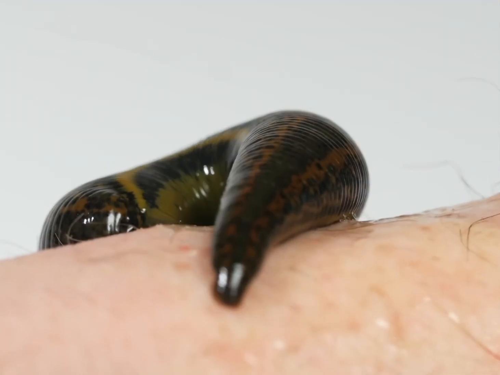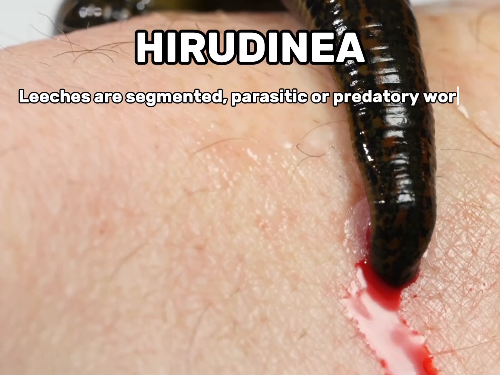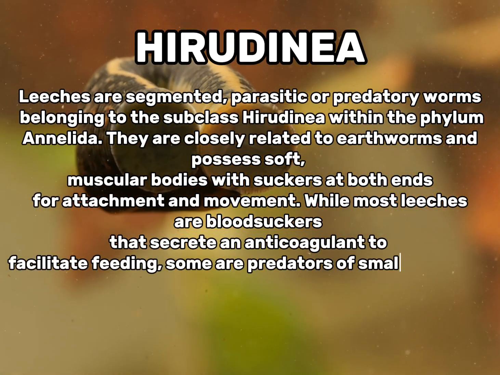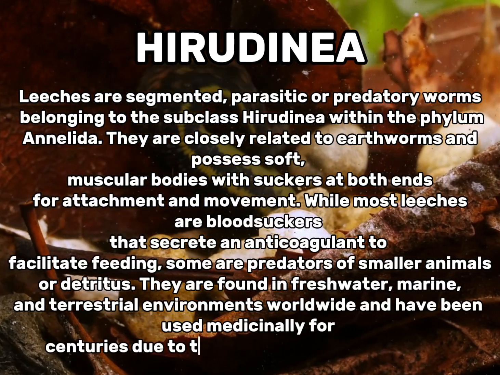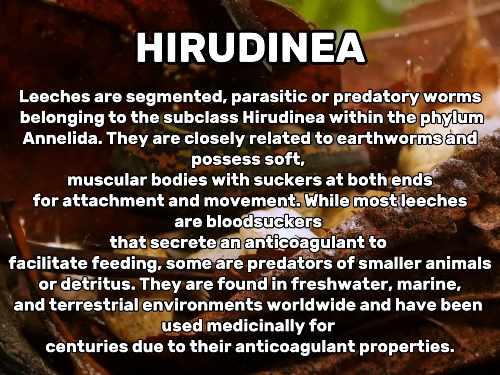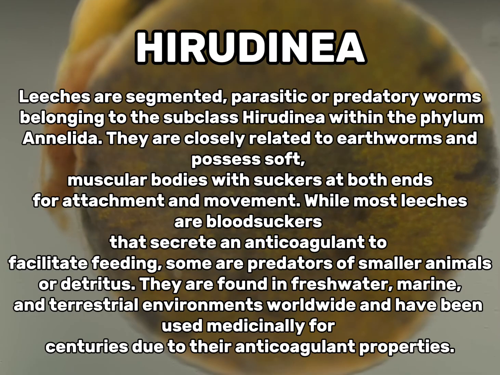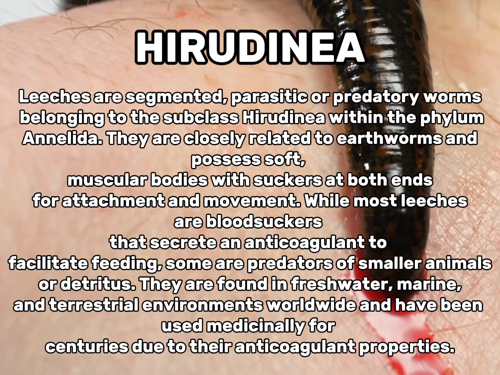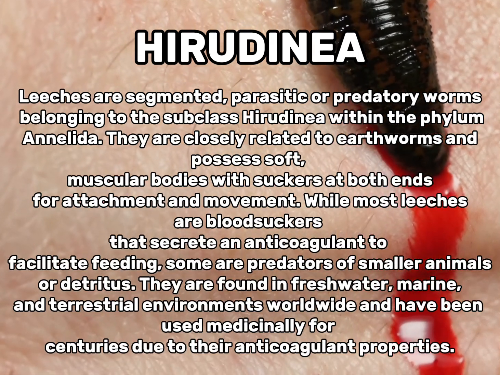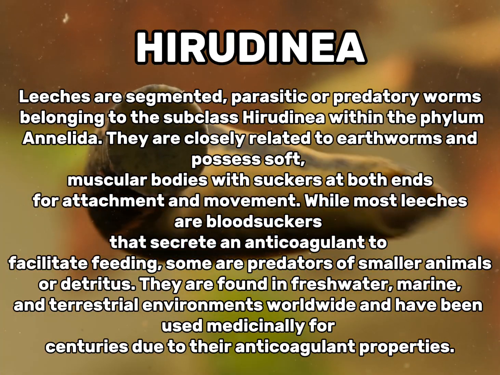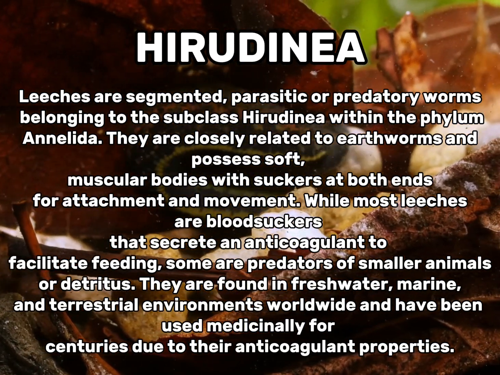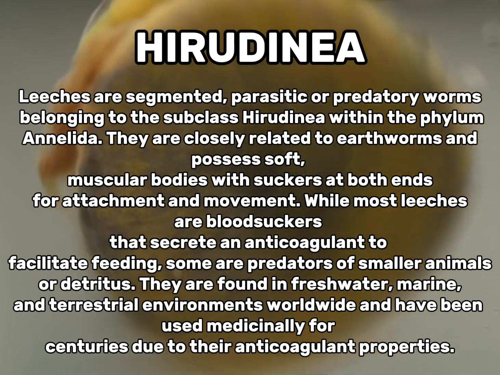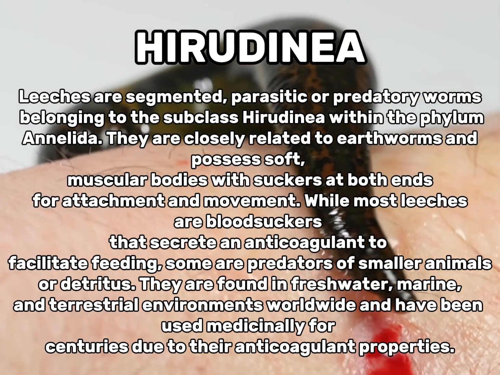And for the last one, Hirudinea, or leeches, are segmented, parasitic or predatory worms belonging to the subclass Hirudinea, closely related to earthworms. They are found worldwide in freshwater, marine, and terrestrial environments, with most species being bloodsuckers that attach to hosts using suckers at both ends of their bodies. Leeches secrete an anticoagulant called hirudin to prevent blood clotting and an anesthetic to make their bite unnoticeable, a property that has led to their historical and modern medical use.